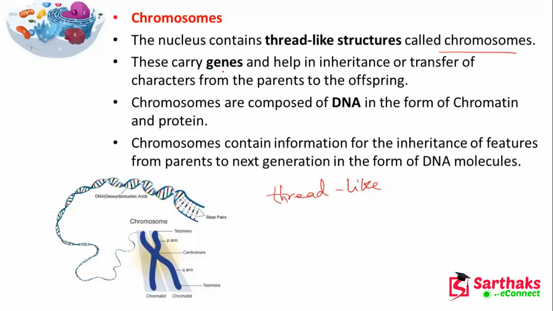And this chromosome carries the genes and helps in the inheritance or transfer of characteristics from parent to the offspring or the child. So this chromosome carries the genes, and these genes help to carry the different characters from the parents to the offspring. Offspring means child. Okay. Now chromosomes are composed of DNA in the form of chromatin, and protein.